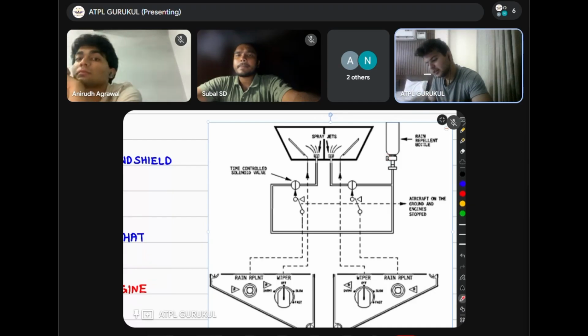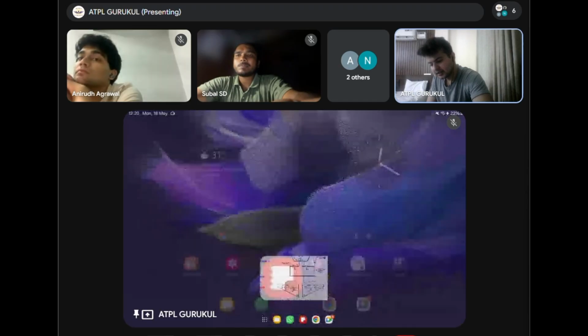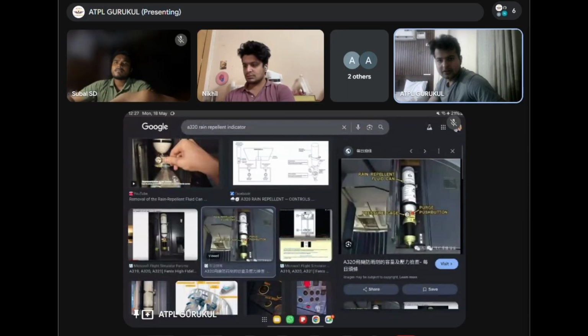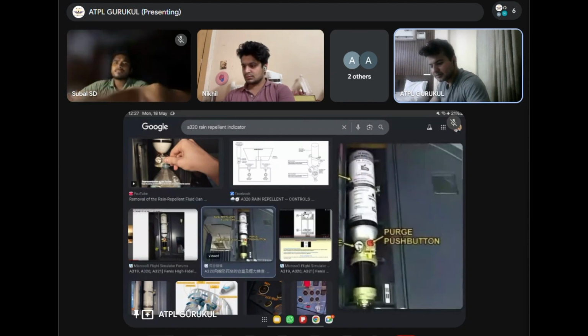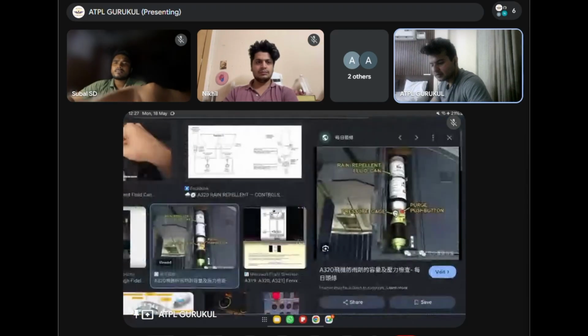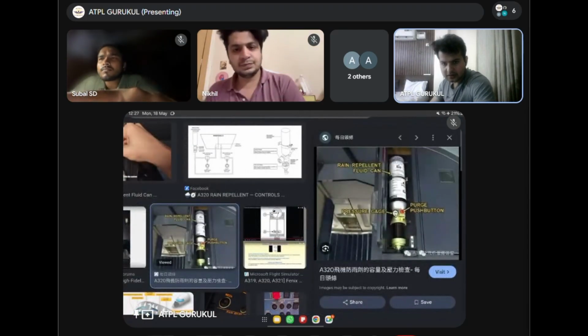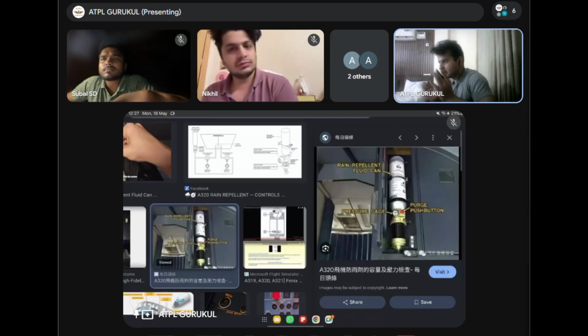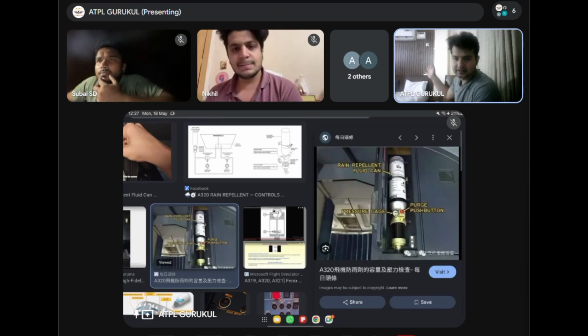Where is this rain repellent bottle placed? Inside an aircraft. I will show it to you right. Look at this image. I do not have the 360 view website loading right now. Otherwise, I would have shown it to you. As you can see, you enter the A320 aircraft on the left hand side, the wall on the left hand side.